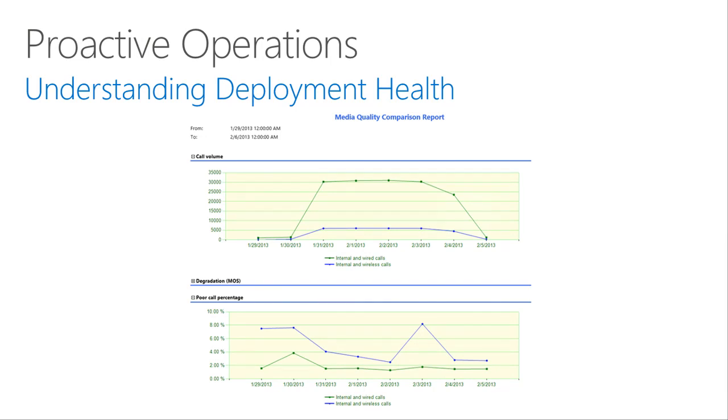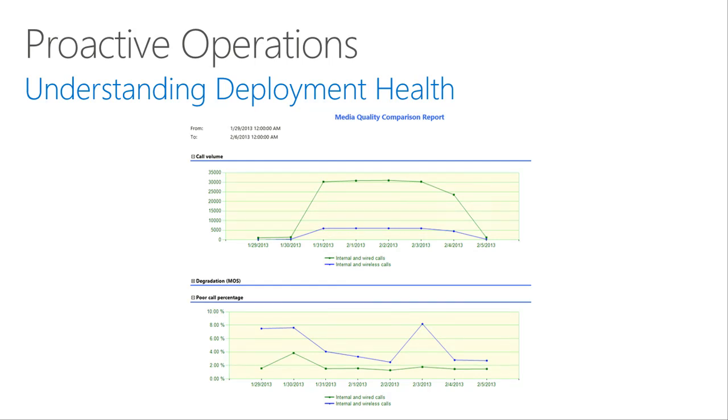So you want to say, okay, I expect my poor call percentage to be under a certain amount for internal wired calls versus wireless calls versus remote calls versus VPN calls. I know that I'm going to expect a different quality experience based upon those. So in there, we actually have a media quality comparison report where you can select the different connection types, whether it be VPN or remote or internal wired or wireless.